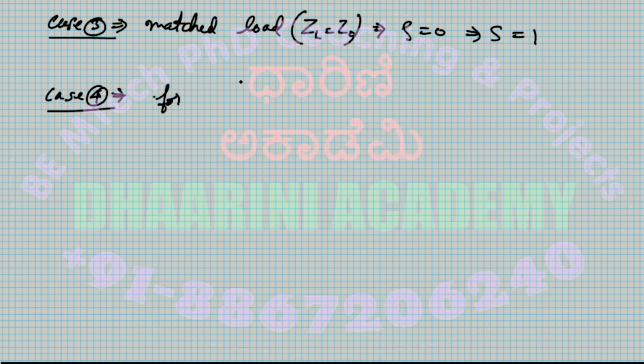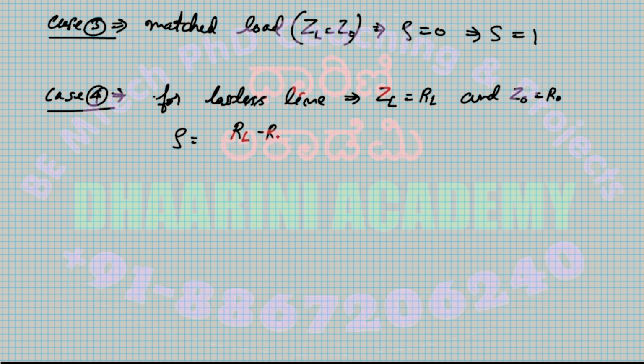Okay, case 4 is the lossless line. For a lossless line, you see, I don't have a ZL, I have RL, and I don't have Z naught, that is equal to a resistance, simply R naught. Correct. Now you tell me what will be the value of S. I need to use this equation. The rho is modified now as RL minus R naught divided by RL plus R naught. So because of that, what happens to S, you need to tell me. Therefore, this implies S equal to, I will substitute that.